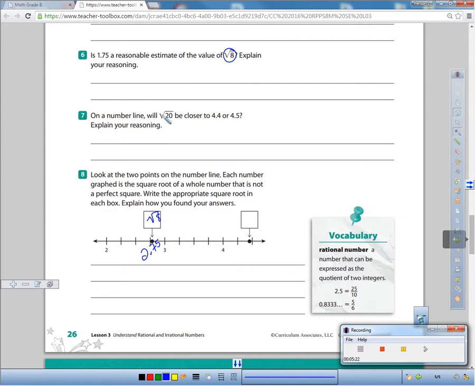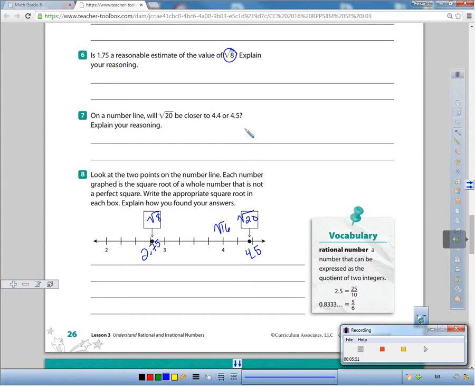On the number line below, will the square root of 20 be closer to 4.4 or 4.5? So again, if you look at number 8, the one we started in class, here's 4.5, and we decided that the square root of 20 would be a reasonable estimate here based on what we did in class. And so by looking at the number line, that means that the square root of 20 is going to be really close to 4.5 compared to 4.4.